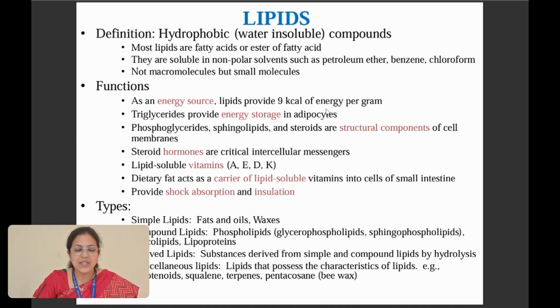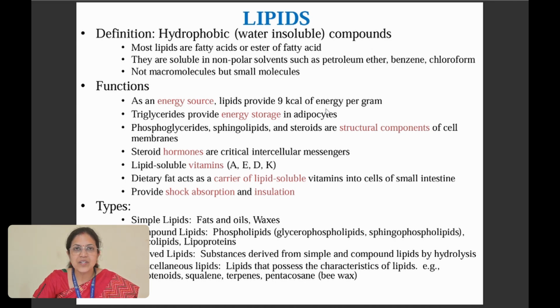Now to classify lipids, there are three main types: simple lipids, compound lipids and derived lipids. Simple lipids are called fats and oils. Compound lipids are phospholipids, which are classified into glycerophospholipids and sphingophospholipids. Then you have glycolipids and lipoproteins. Next to the compound lipids you have derived lipids. These are derived from both simple and compound lipids by hydrolysis. When compound and simple lipids are hydrolyzed, they produce the lipids called derived lipids.